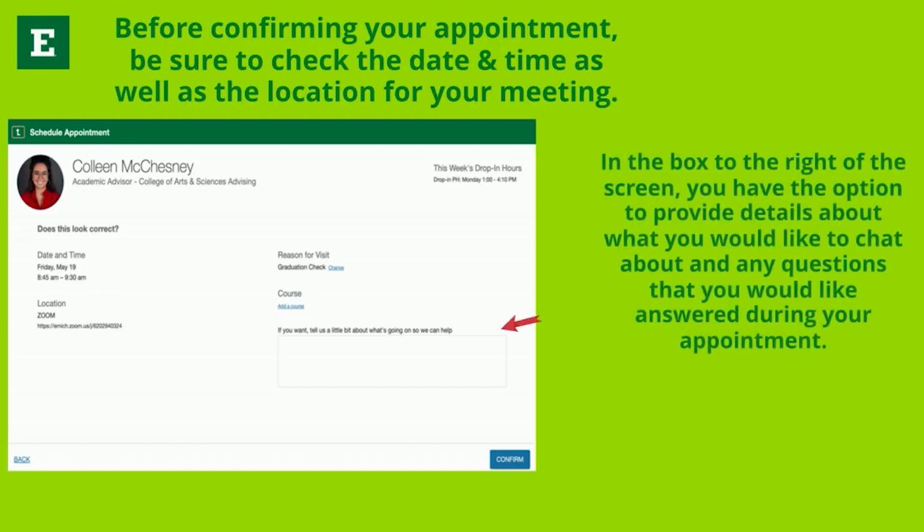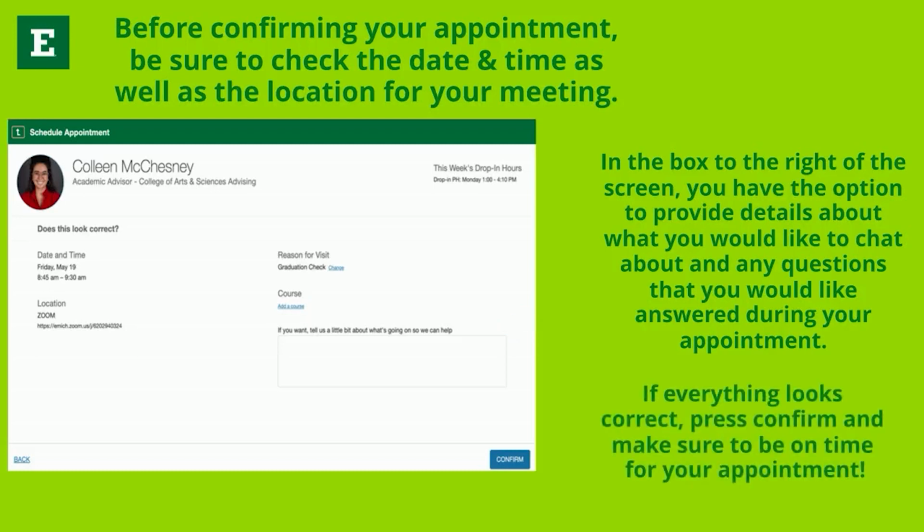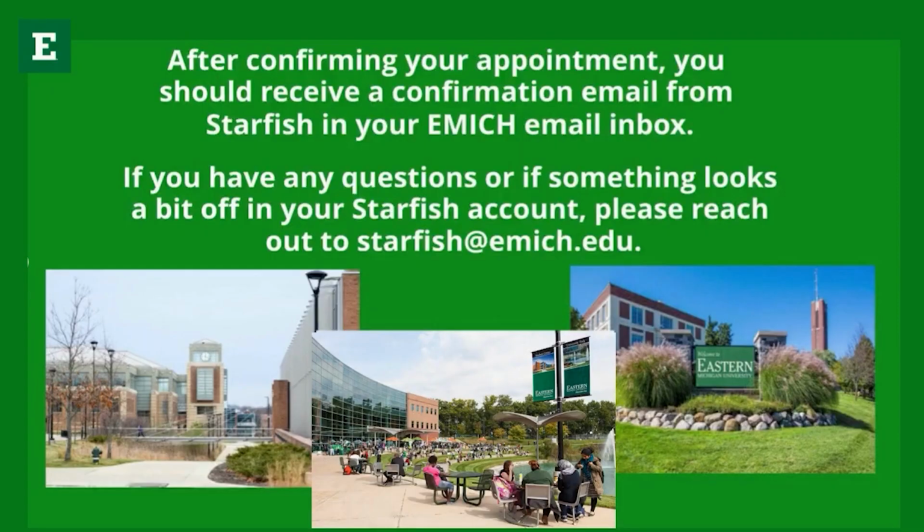In the box to the right of the screen, you have the option to provide details about what you would like to chat about and any questions that you would like answered during your appointment. If everything looks correct, press Confirm in the bottom right corner and make sure to be on time for your appointment. After confirming your appointment, you should receive a confirmation email from Starfish in your eMich email inbox.